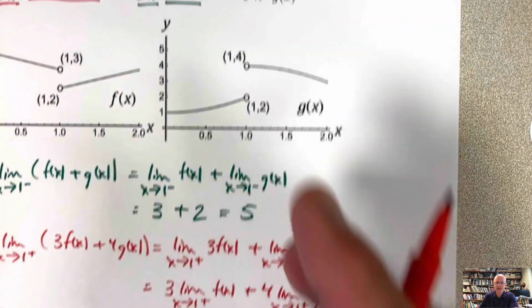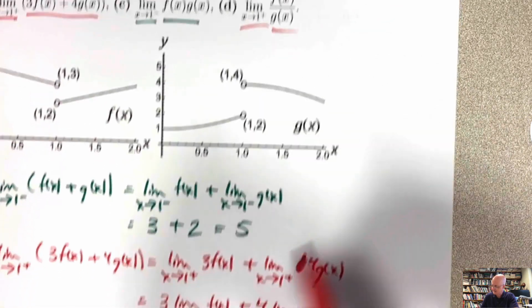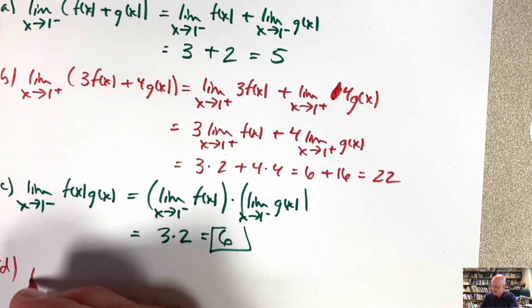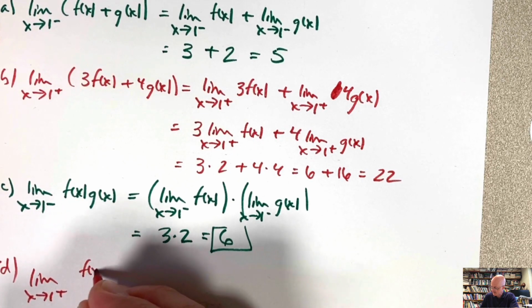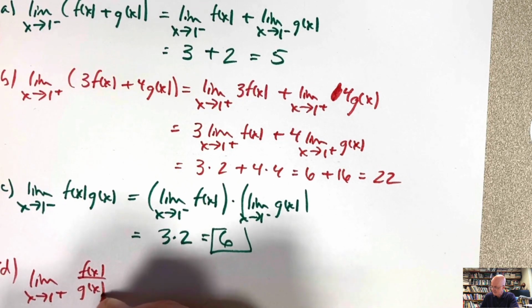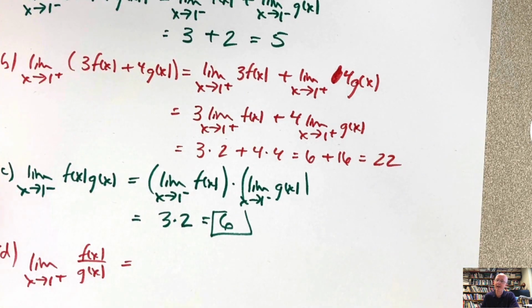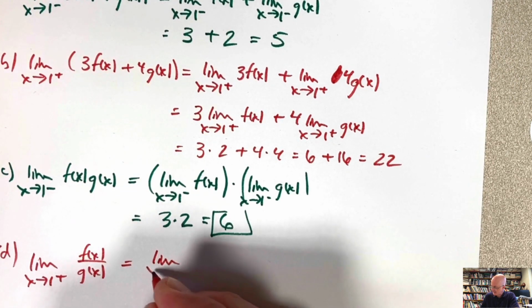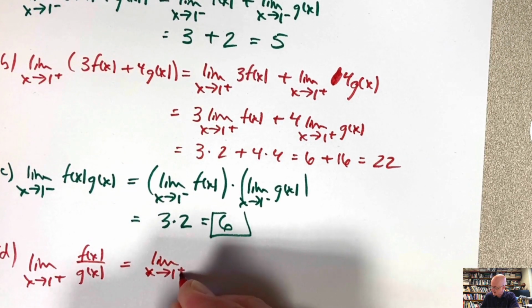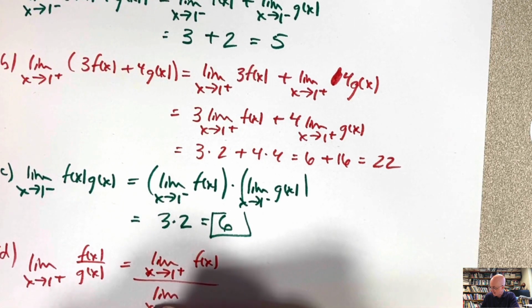Now I'm letting x approach 1 from the right, back to the right, and now I have a quotient. Similar kinds of things hold. Limit as x approaches 1 from the right of f of x divided by g of x. The limit of a quotient is the quotient of the limits. Two assumptions going on here. One, you're assuming the limit exists, and secondly, you're assuming you're not dividing by 0. So in writing this, I'm making those assumptions. I really haven't proved them, but I'll go ahead and write them.